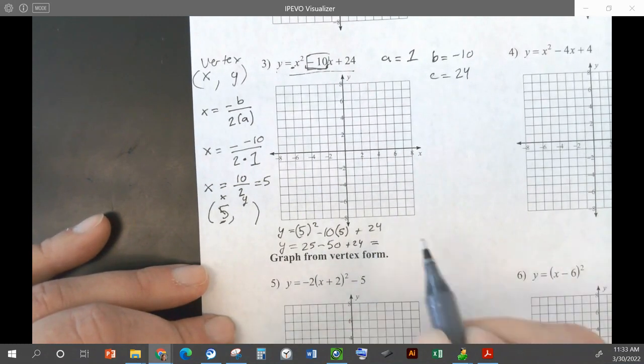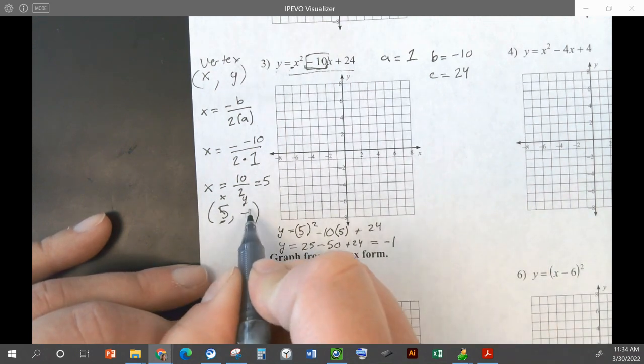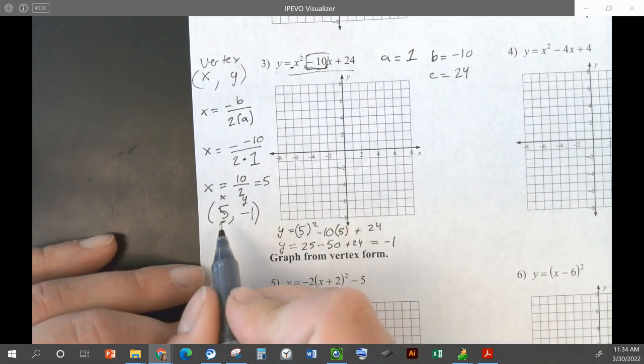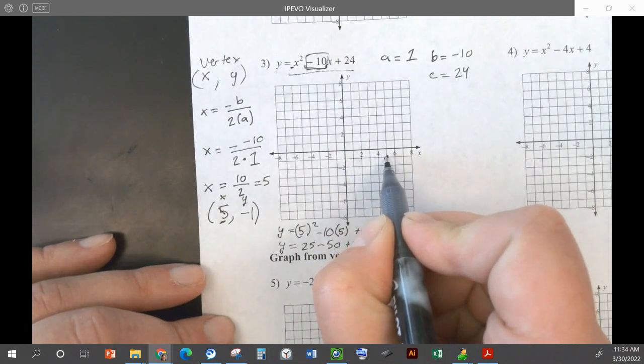Then we have to simplify that. So let's think. 25, take away 50. We're at negative 25. Good. So negative 25 plus 24. Good. And then we've got negative 1. Perfect. So that's the y coordinate of our vertex. So let's go ahead and plot that. We have 5 is x, and then y is negative 1. So over 5, down 1.